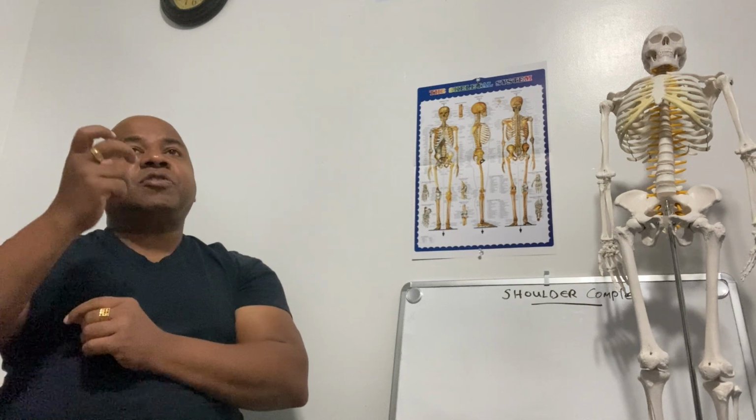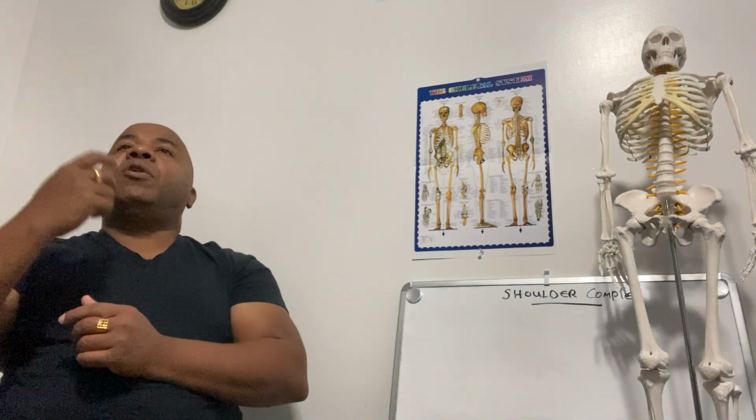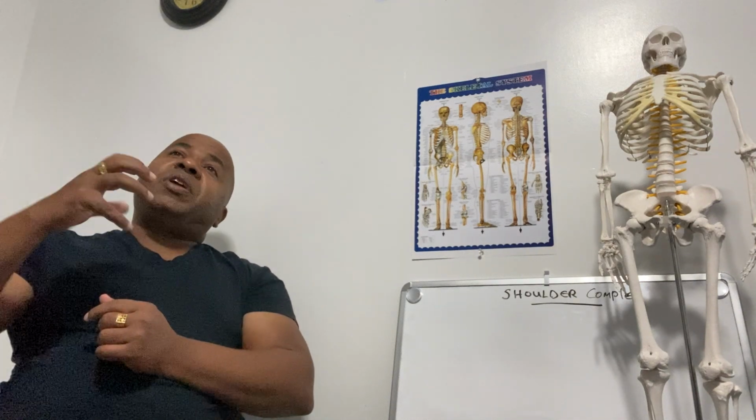This radioscaphoidal joint is an example of condyloid joint. So that's how the structural joints are classified according to the shape of the articulating structures.